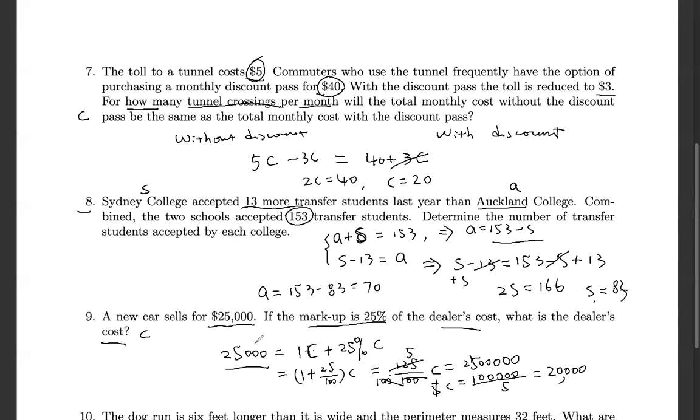Again, we form an equation. This price is a selling price. So selling price is the cost plus the markup.